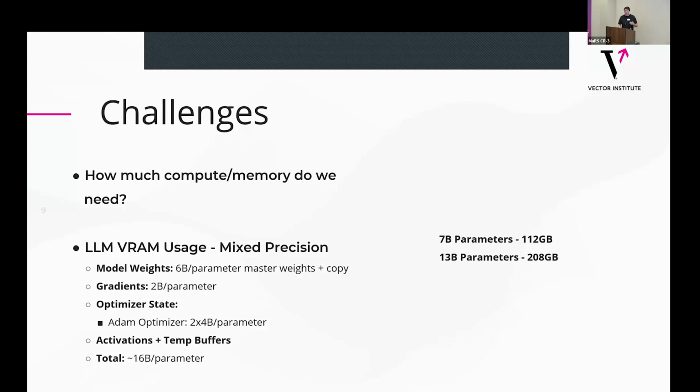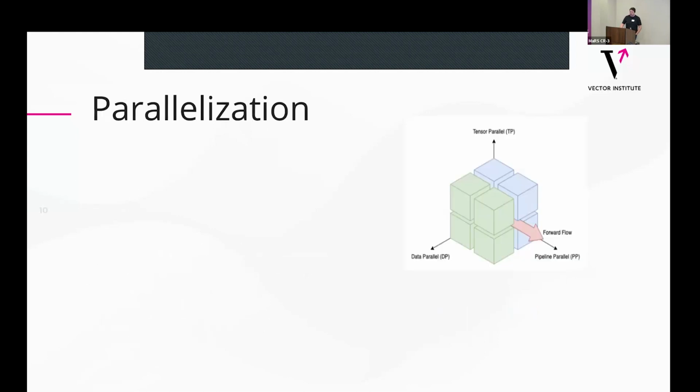For 13 billion, we're over 200. And that 70 billion parameter model, we're over 1,000 gigabytes of memory, which puts us in a bit of a tricky situation, given that we just saw that our best card, our A100, only has about 80 gigabytes of memory. So where do we go from here? We need to explore some sort of parallelization strategy.